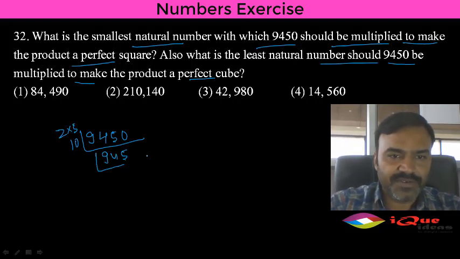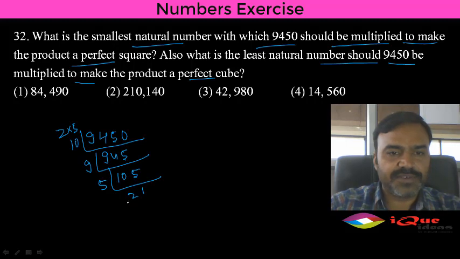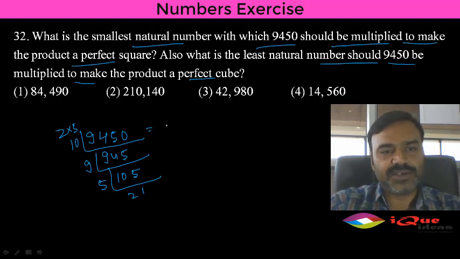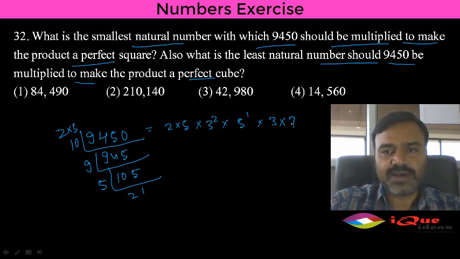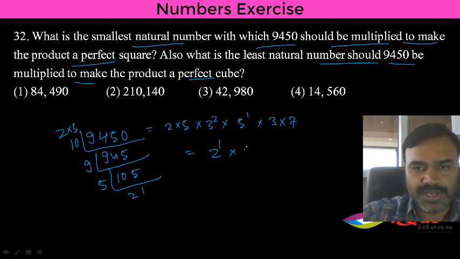945, if you divide by 9, it will be 105, and then if you divide by 5, it will be 21, which is 3 into 7. So 9450, I'll write it again: 10 is 2 into 5, 9 is 3 square, 5 as it is, 21 is 3 into 7. Consolidate the powers. So it is 2 raised to the power 1, 3 raised to the power 3, 5 raised to the power 2, and 7 raised to the power 1.